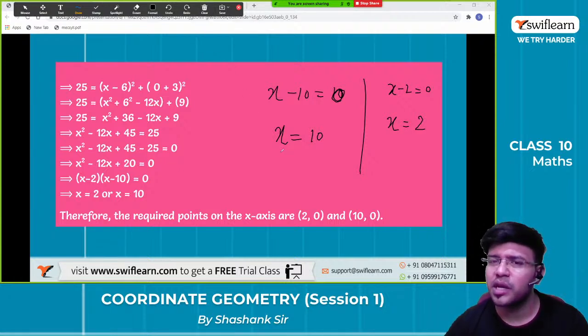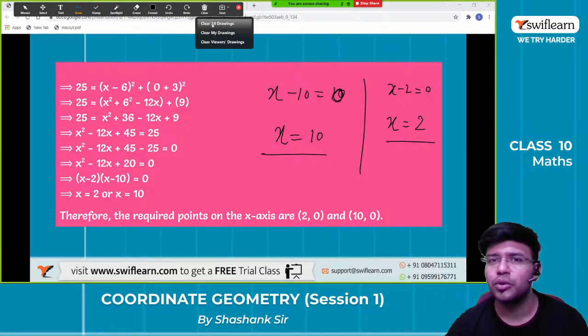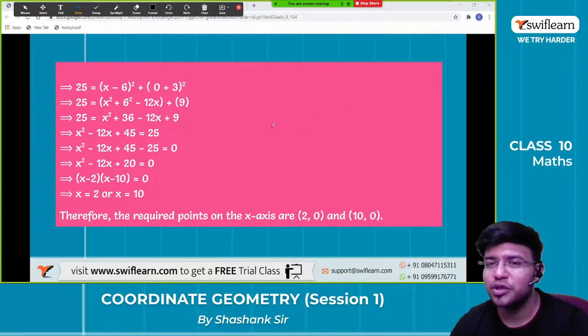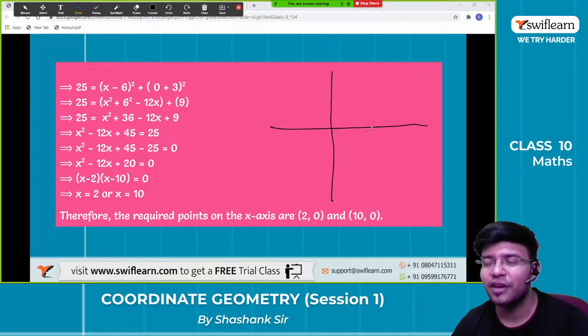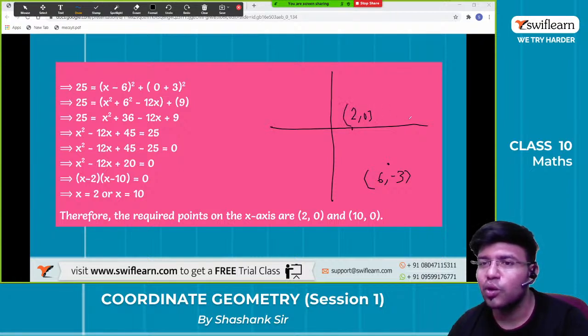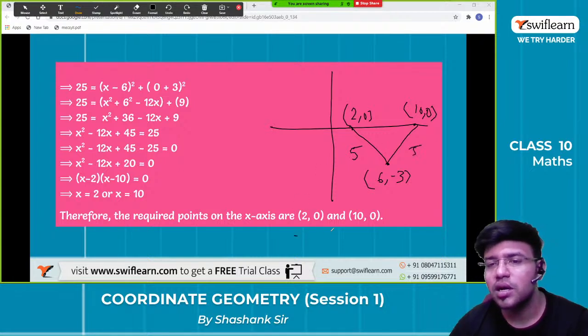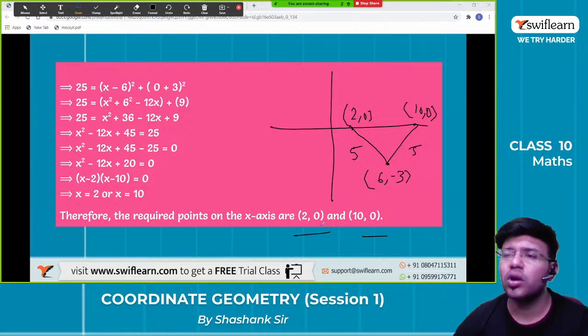Now what does this mean? x is equal to 10 and x is equal to 2. Okay, let us go back to our rough problem. What did I say in the beginning? We will get two coordinates which are 5 units equidistant from this point, 6 comma minus 3. And what are those points? The point is 2 comma 0 and the other point is 10 comma 0. Both points are 5 units far from this point. So these are the required points. This is what it means.